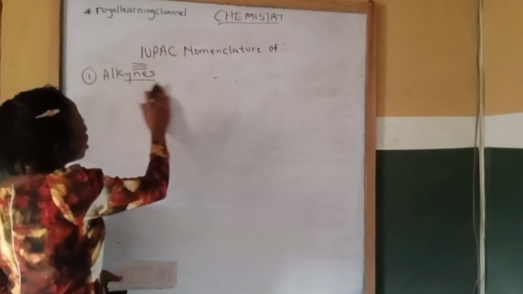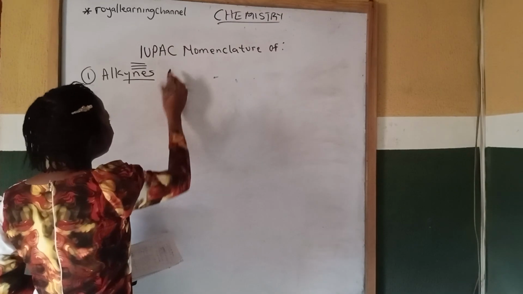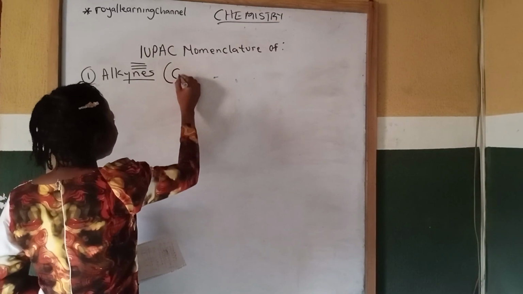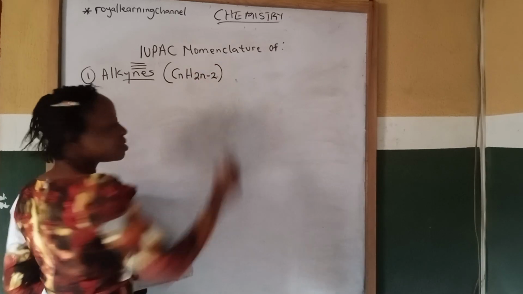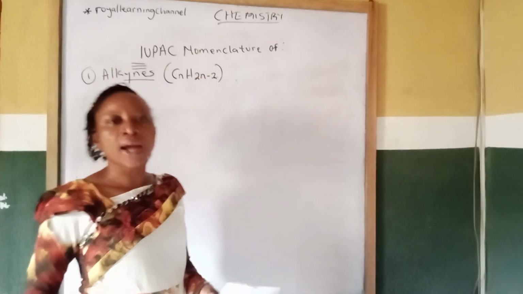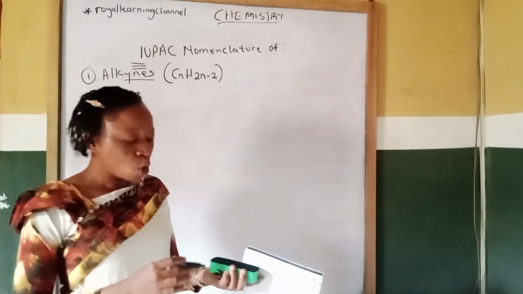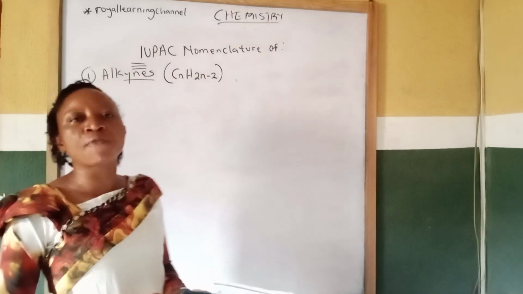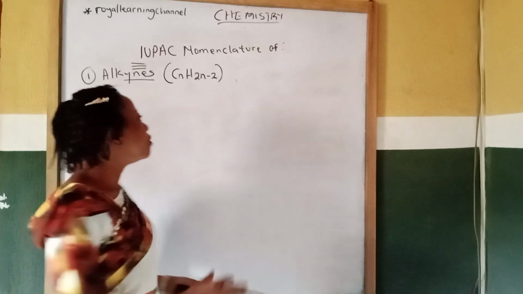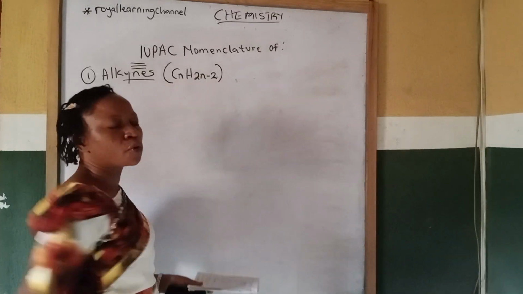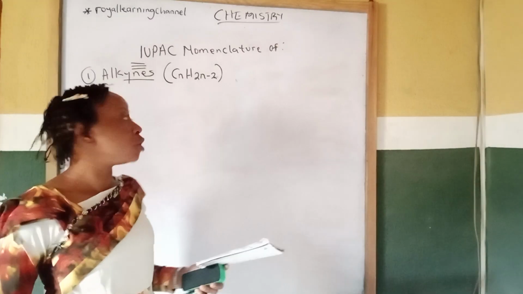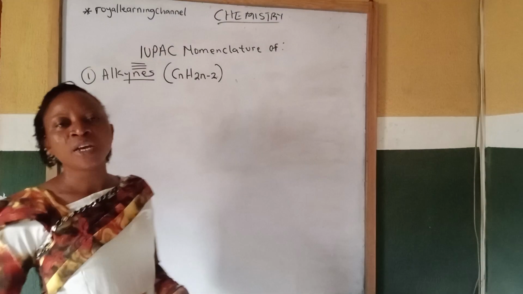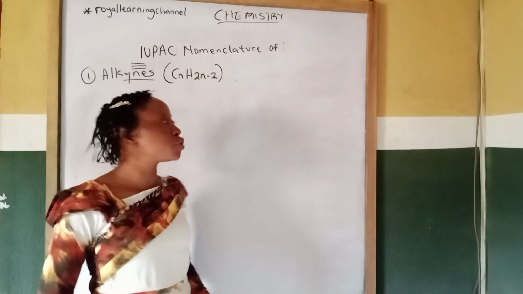Then the general formula for alkyne is CnH2n minus 2. That is the general formula for alkyne. So we derive the molecular formula for members of alkyne from the general formula CnH2n minus 2.